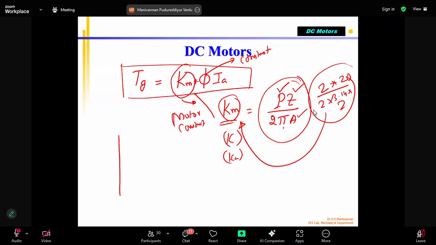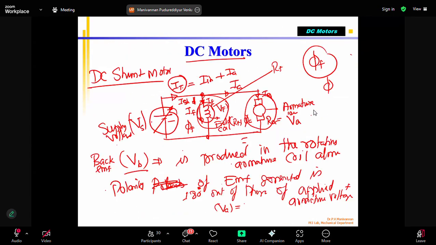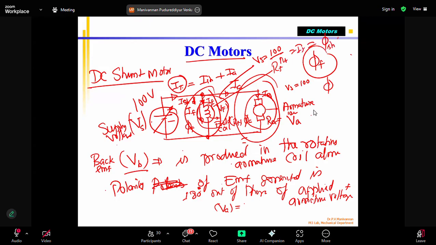We know that the supply voltage is connected in parallel. If we apply 100 volts, the same 100 volts is applied across the armature and also across the field coil. In the field coil, this voltage divided by Rf will give If. So phi F, or phi shunt, or just phi, different books say it differently, but all are the same in the shunt motor equation. In the TG equation, this remains constant because you applied 100 volts and the coil resistance is fixed.